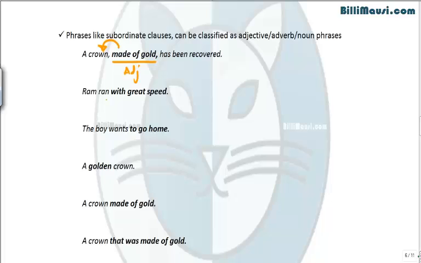Ram ran with great speed. So this is the independent clause. The phrase here is with great speed, which is giving us more information about ran. It is an adverbial phrase. The boy wants to go home. To go home is the phrase. So how do we find out what kind of a phrase it is? The boy wants it. The boy wants what? So we just applied the same test, the it-what test, and we got it as a noun phrase.